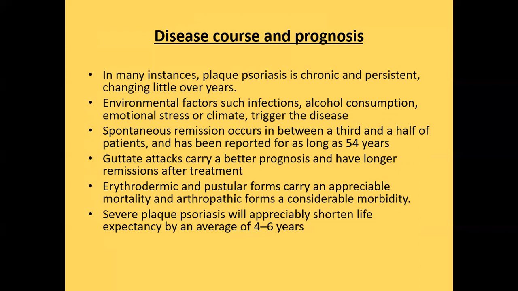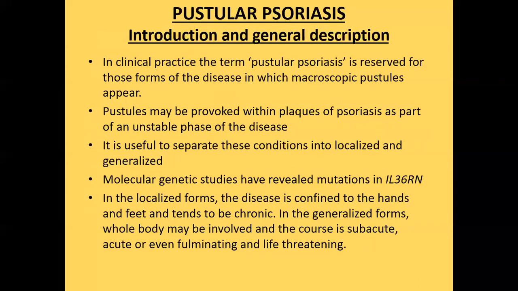Severe plaque psoriasis shortens the lifespan by 4 to 6 years compared with non-psoriatic individuals of equal age and build. Pustular psoriasis. The term pustular psoriasis is reserved for those forms of disease in which macropustules are seen, because micropustules are seen in all forms of psoriasis. So when the pustules start appearing clinically, then this is called pustular psoriasis.